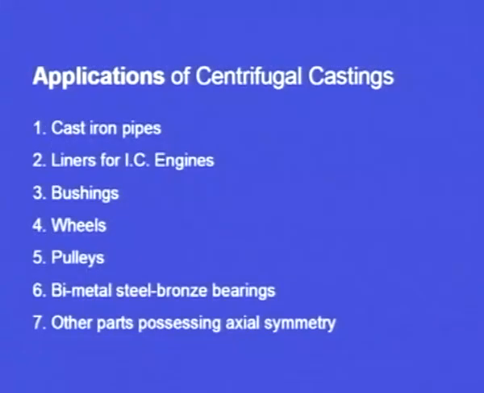These are the applications of the centrifugal castings. Cast iron pipes with holes we can manufacture without using any core. Liners of IC engines, bushings, wheels we can manufacture by centrifugal castings. Pulleys and bimetal steel bronze bearings we can manufacture by centrifugal castings, and other parts possessing axial symmetry can be cast successfully by the centrifugal casting process.